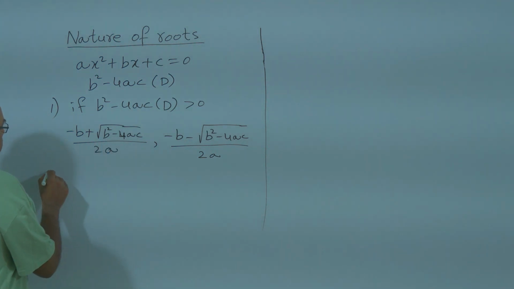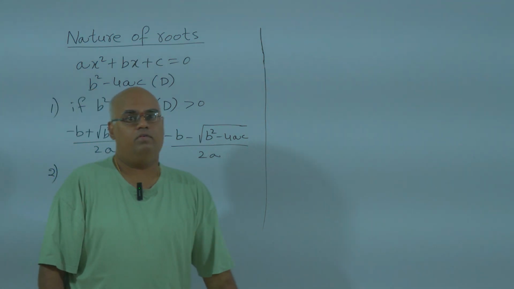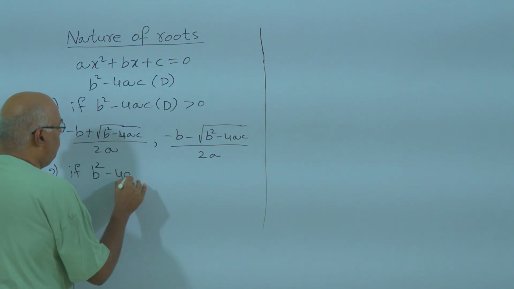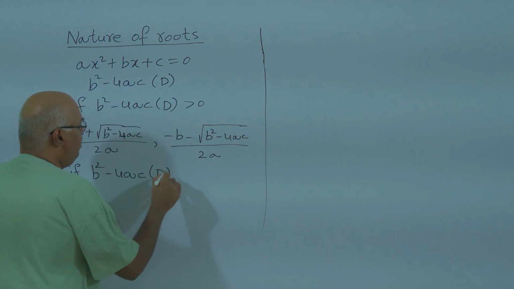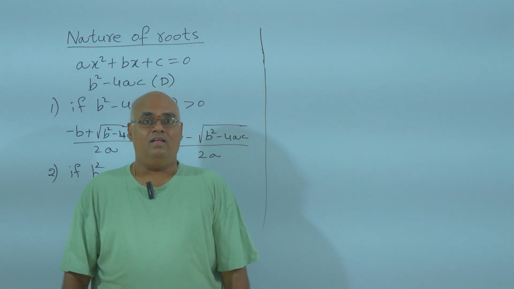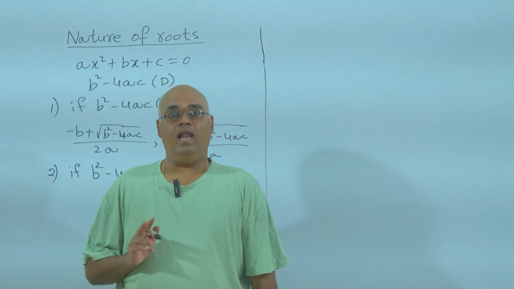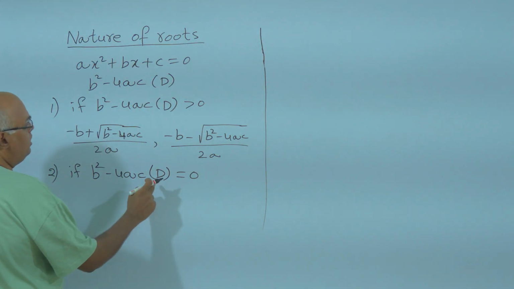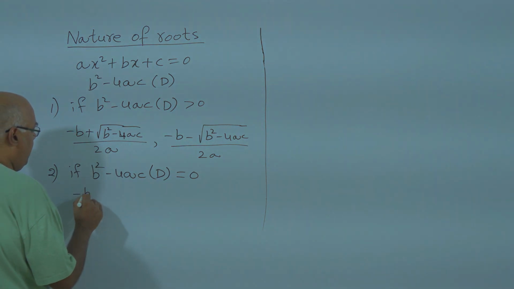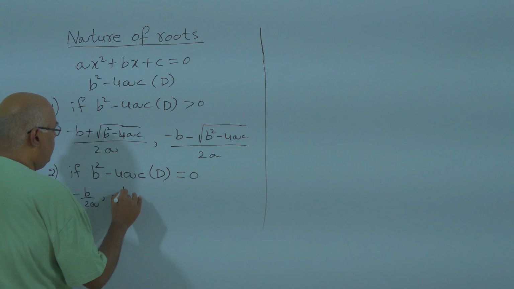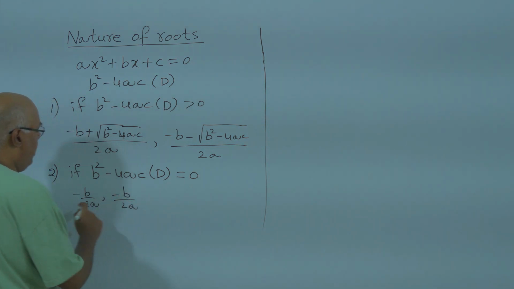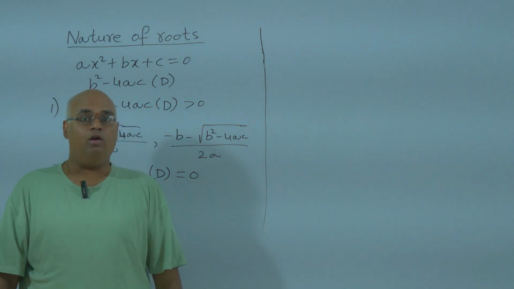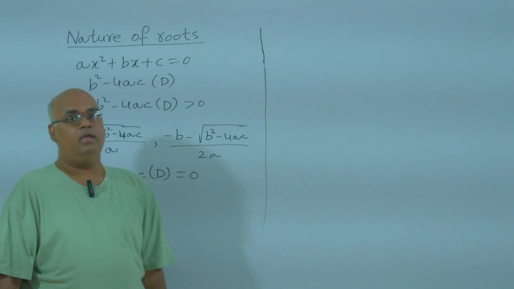Now case 2. Suppose the discriminant value, that is b square minus 4ac, is equal to 0. Then the quadratic equation will have two real and equal roots. The two roots in this situation are given by minus b by 2a comma minus b by 2a. So minus b by 2a comma minus b by 2a are the two real and equal roots of the given quadratic equation.